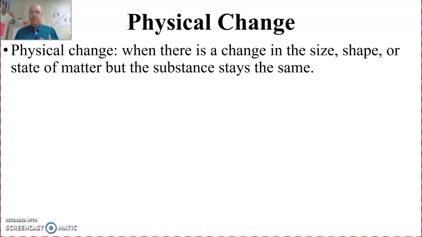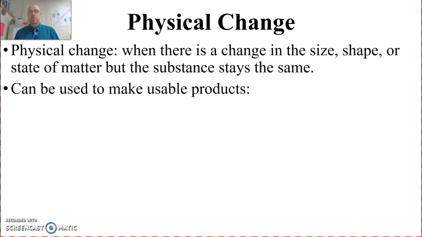We can melt the Play-Doh. All right, maybe not a good example, but we could freeze it and turn it into a solid. Okay, or let the Play-Doh dry. It's still Play-Doh. It's just now instead of being malleable, it's now very solid. Okay, using the physical change, we use this to make usable products.